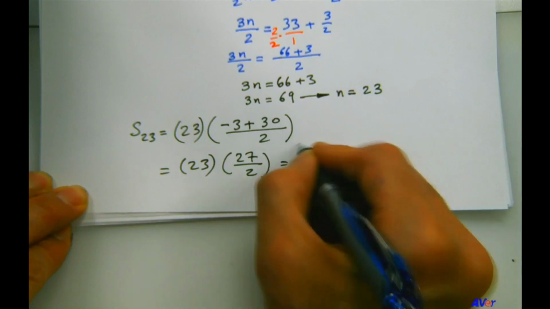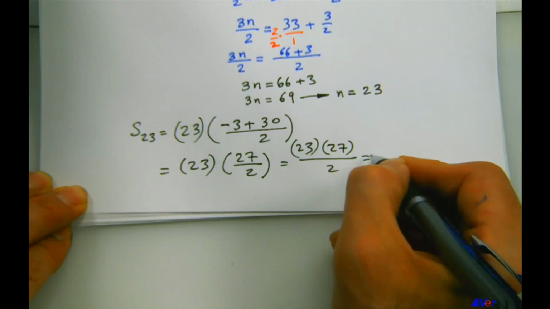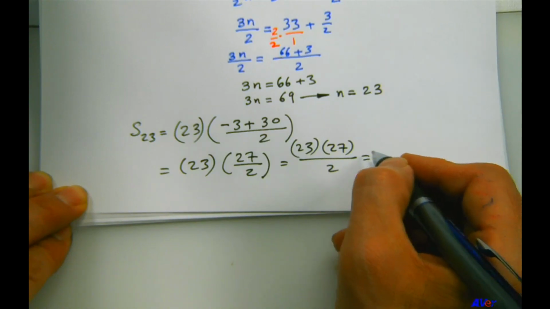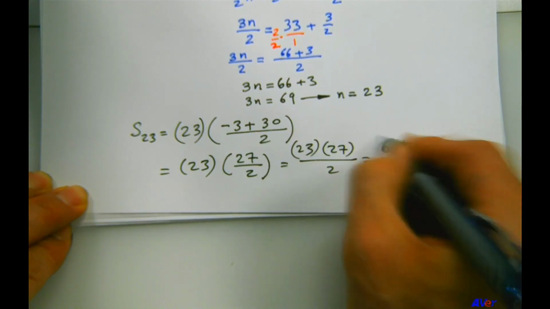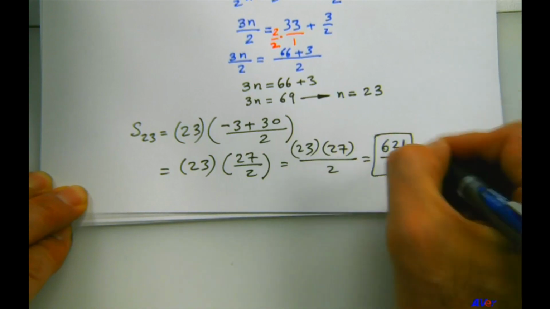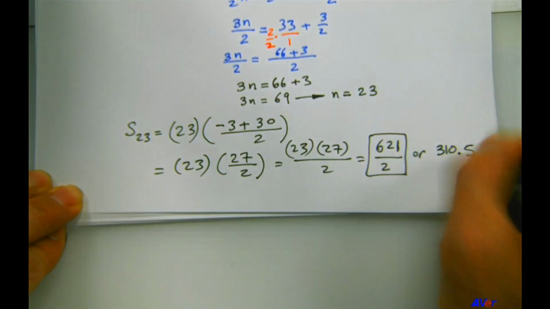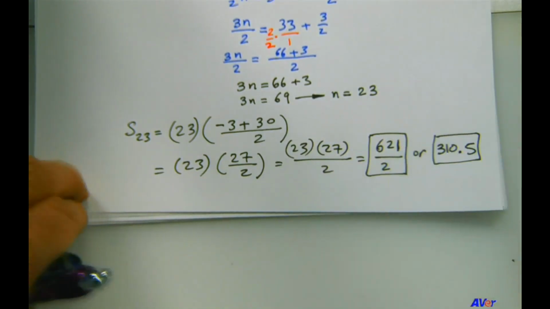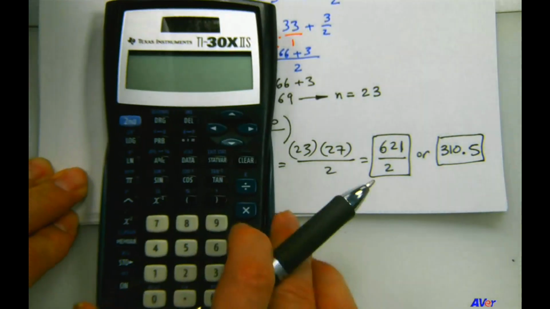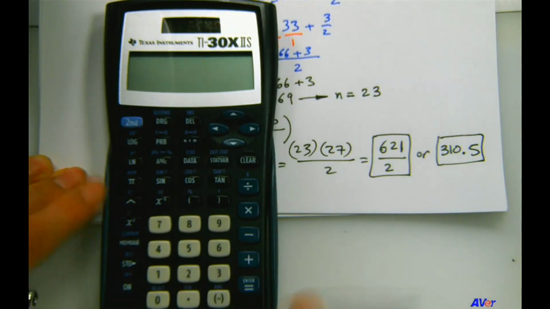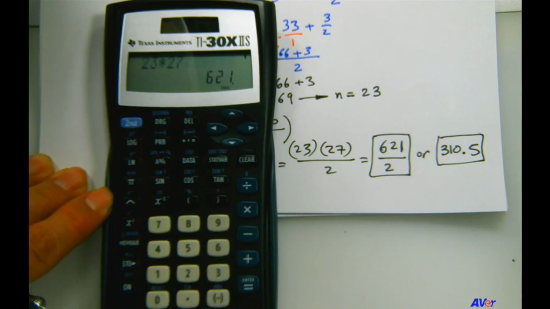And so we have 23 times 27 over 2, and you can either leave it in exact form, 621 divided by 2, or 310.5. Either way is fine. Okay, let me double check that just to make sure that 23 times 27 is 621. So 23 times 27, yes, it is.